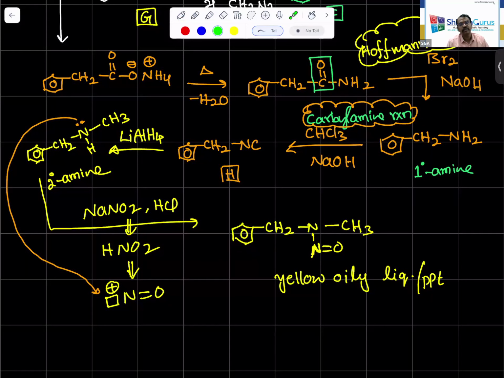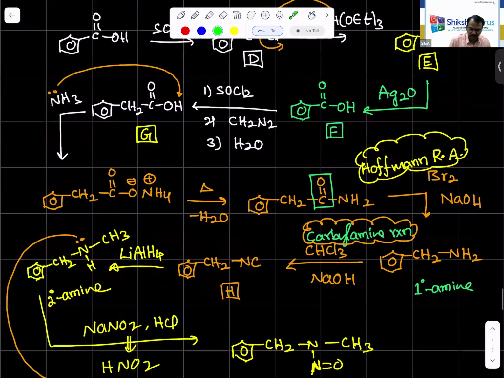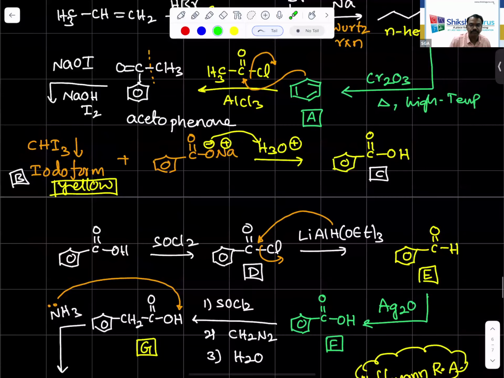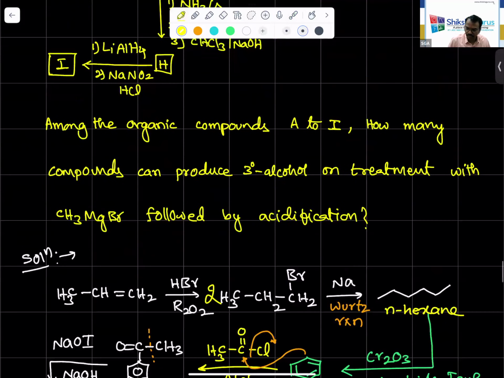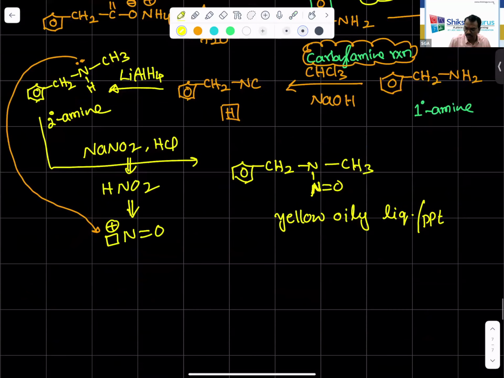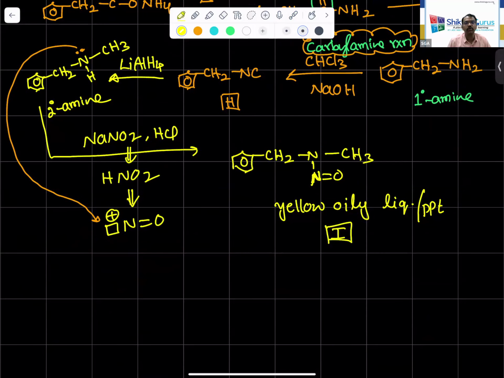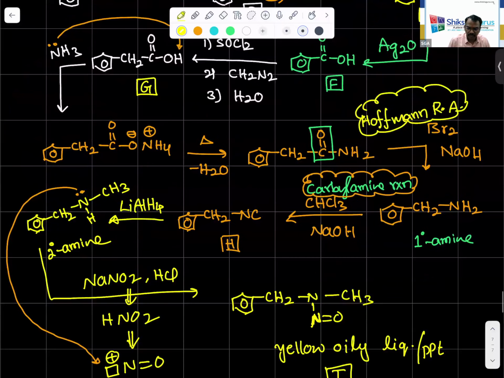Okay. It is compound, I think it is I, right? Yes, it is compound I. It is N-nitroso, I mean, it is a yellow colored oily liquid. And next one, one more question is there.